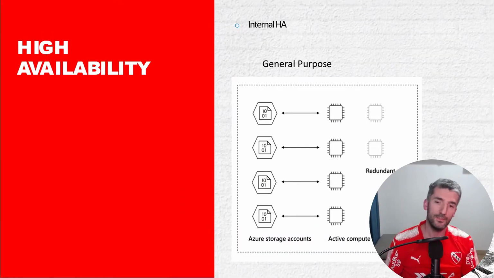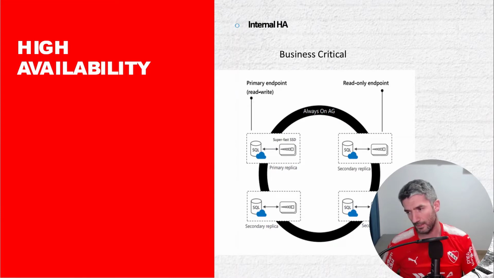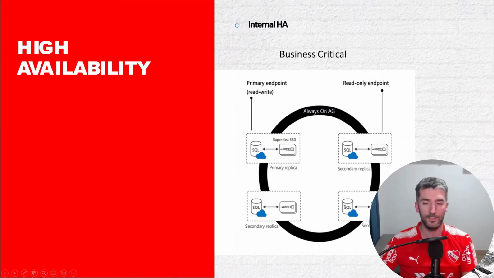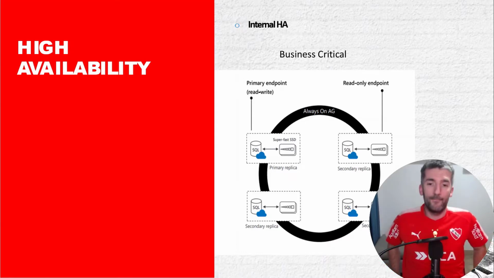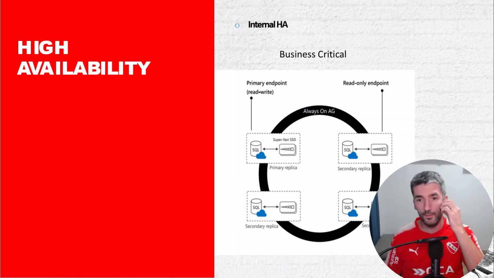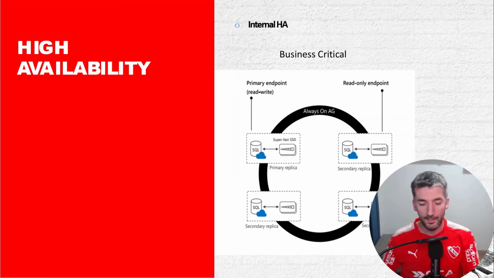But what about in business critical? In business critical, we have this architecture. We have a 4 nodes availability group. This is the technology that is being used behind the scenes. I'm going to show you in a quick demo, and you will notice that we are using availability group. We have the primary, we have the secondaries.